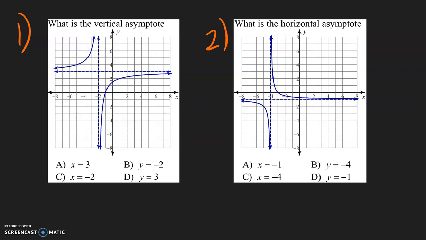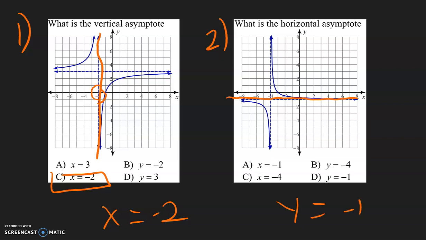The first two questions on the review test you on the asymptotes. We have horizontal asymptotes and vertical asymptotes. Number one is asking for vertical, which is the up and down. And so to get the equation of that line, look at where it actually crosses. It crosses the x-axis at -2, letter C. For the horizontal asymptote, it crosses the y-axis, which is going to be y equals -1. So the answer is letter D.